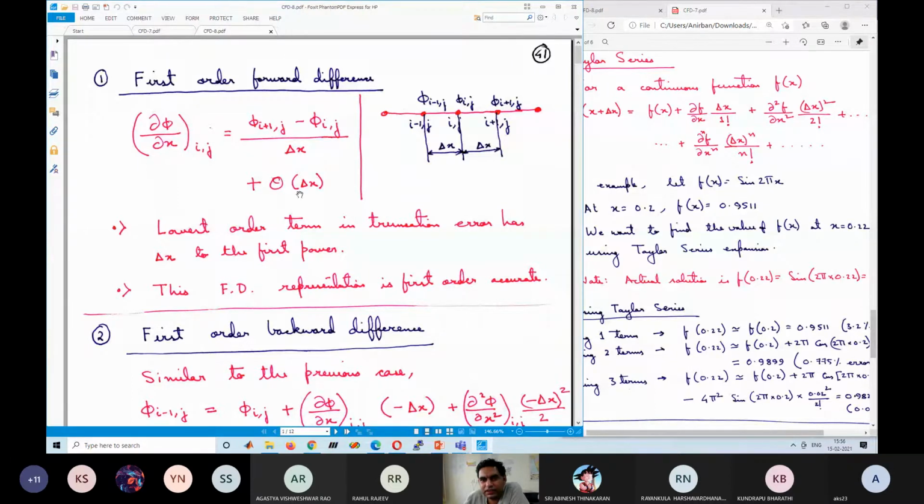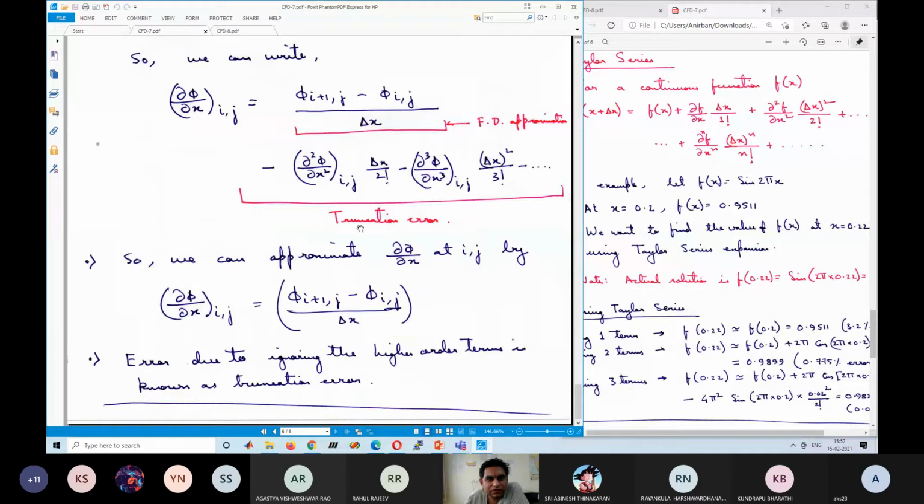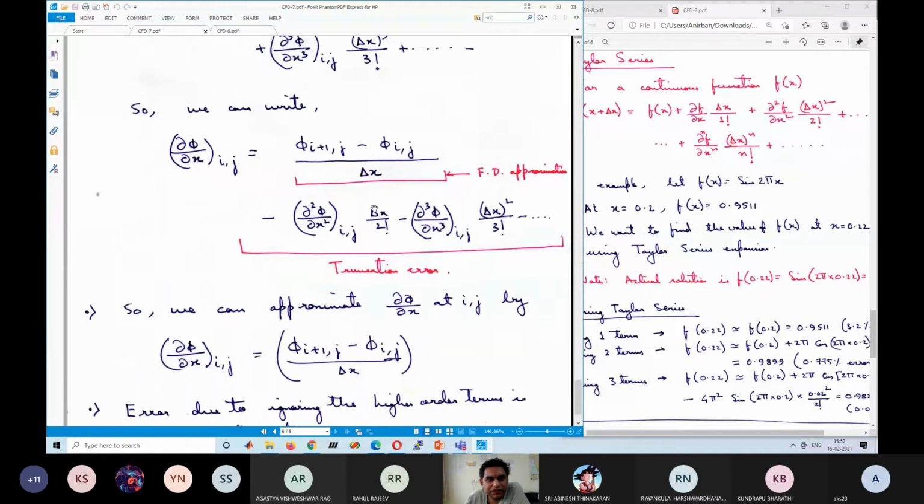Why are we calling this order of delta x? So this is the actual representation. The first truncation error term has the delta x to the power 1 value. The second term has delta x square, the third term will have delta x cube, next delta x to the power 4. Now if delta x is very small, the term related to delta x will be the largest error term. The delta x square term will be smaller, the delta x cube term even smaller.